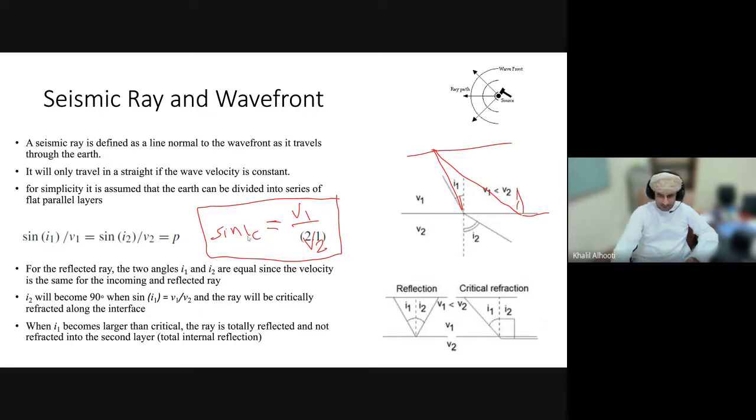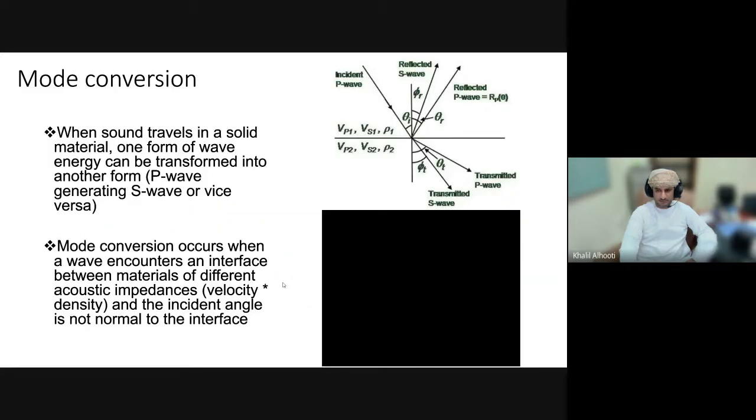The definition of critical angle is the angle at which the transmitted ray will move parallel to the interface. The transmission angle is 90 degrees, so sine theta 2 becomes 1. That's what we call critical refraction. It's a very important concept, because the energy traveling in the second layer is what we will consider and discuss soon in the upcoming slides.